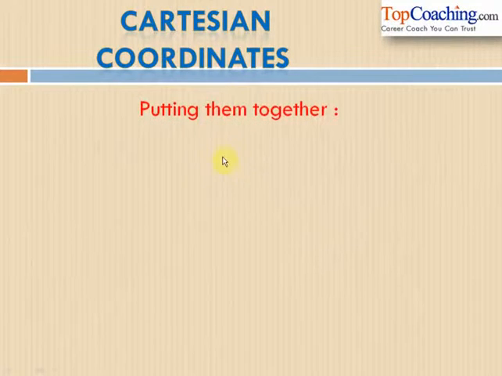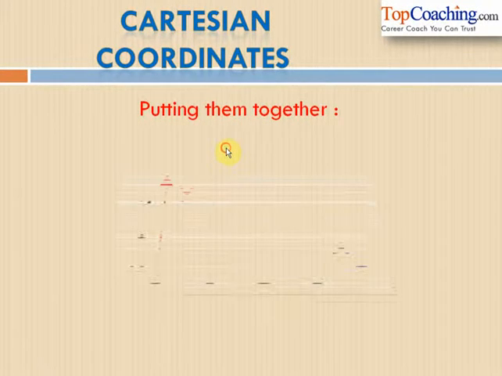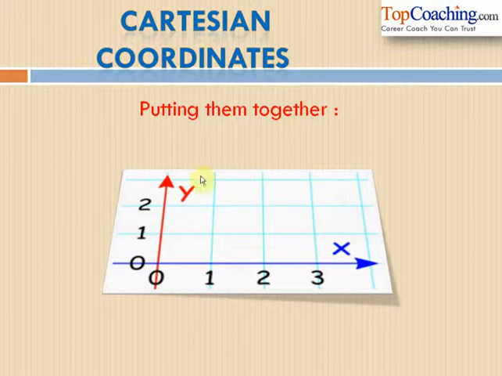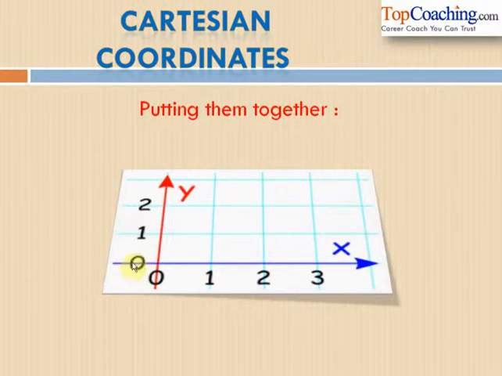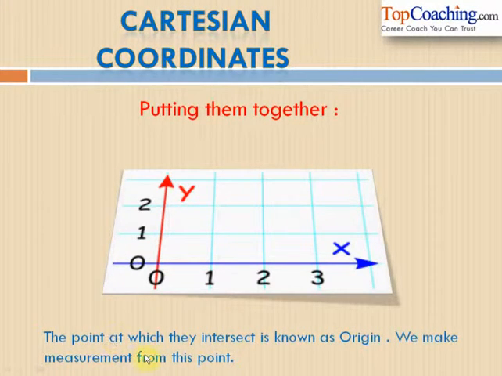Now, putting these two axes together, what we get is the coordinate plane. So this represents the coordinate plane, which has the x-axis and the y-axis, the x-axis being the horizontal line and the y-axis being the vertical line. The point at which they intersect is known as the origin. We make measurements from this point.